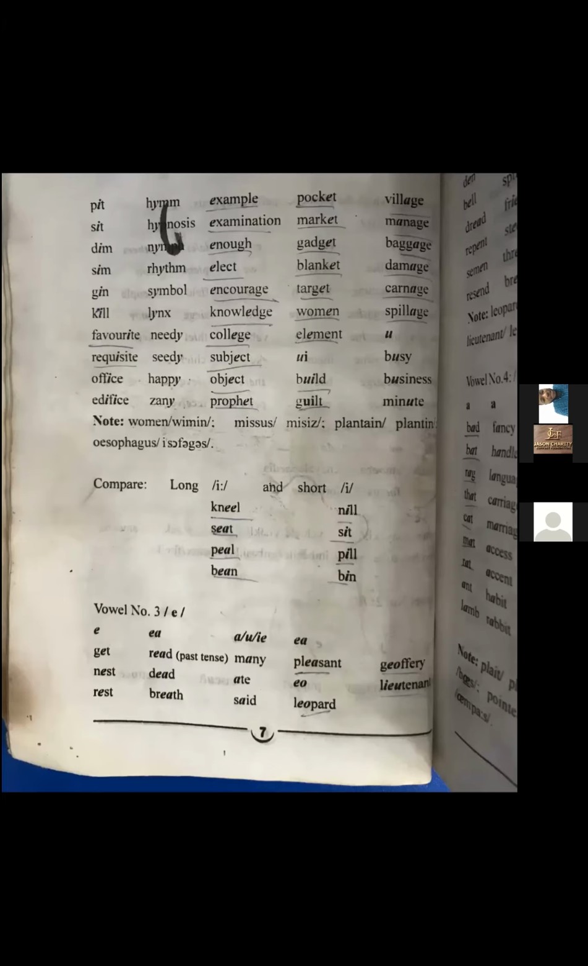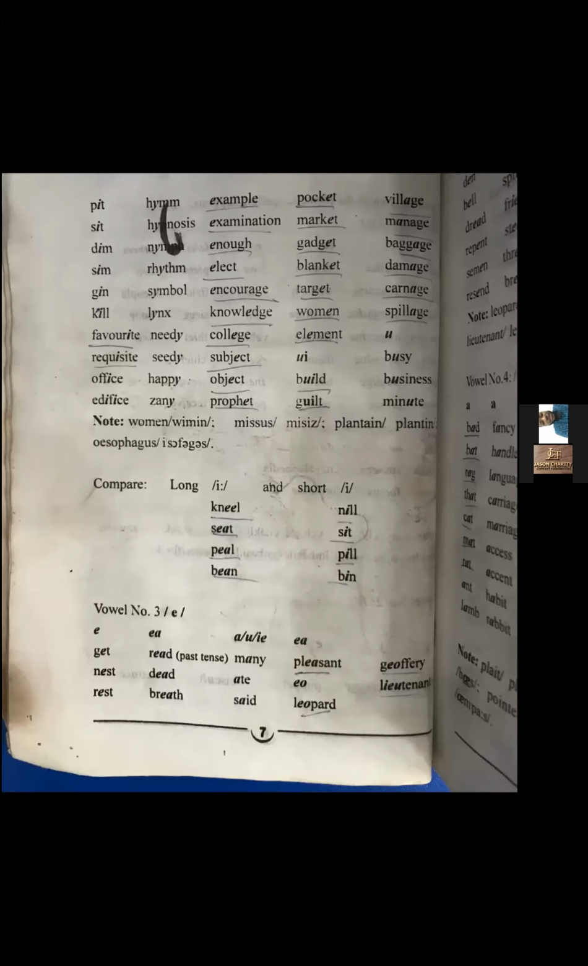Okay, so the other examples are pit, as in P-I-T, sit, dim, sim, gin, kill, favorite, requisite, office, edifice. You can see it's very, very fast, really short. I did not place so much emphasis on the words, very, very short. And then we have it in hymn, hypnosis, nymph, rhythm, symbol, links, needy, city, happy, zany.